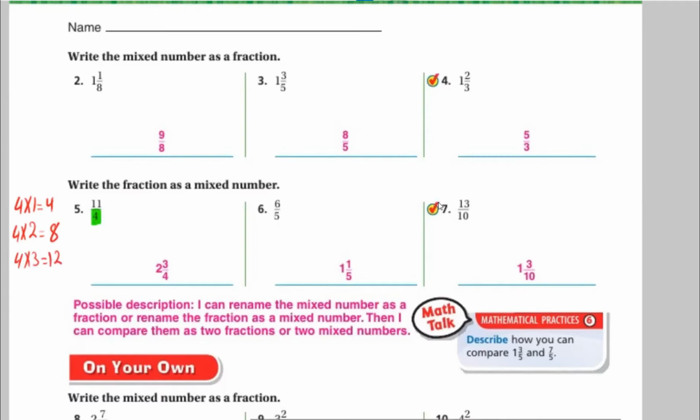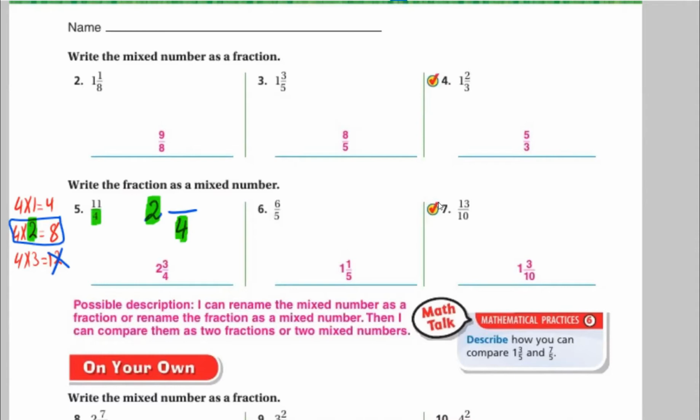But we can't take 12 because we all know that we can't take a number greater than 11. So we can't take 12. So we're gonna take the 8, which is 4 times 2. So in this case, we're gonna put 2 here, and then we're gonna put 4 here. So all we have to do is put 2 in the whole number, and we all know that we're gonna put the same denominator, which is 4.